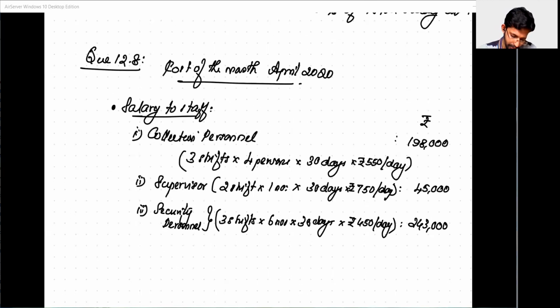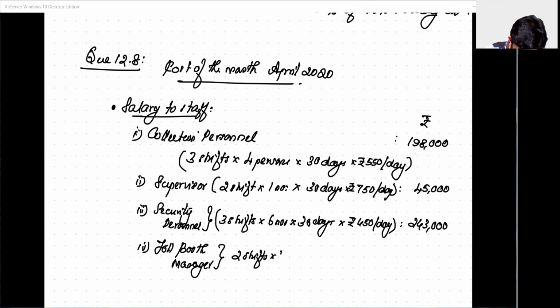Next is toll booth manager. Toll booth manager, you have two shifts, one person, then 30 days, and he will be paid 900 per day. So that is 2 into 30 into 900, 54,000.